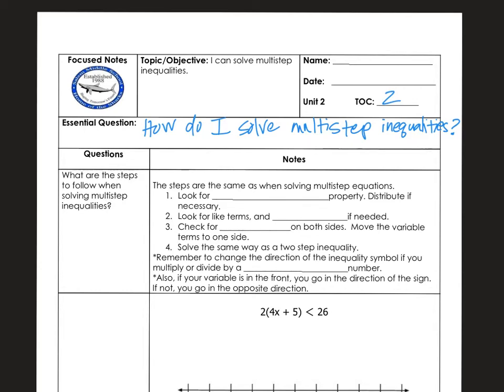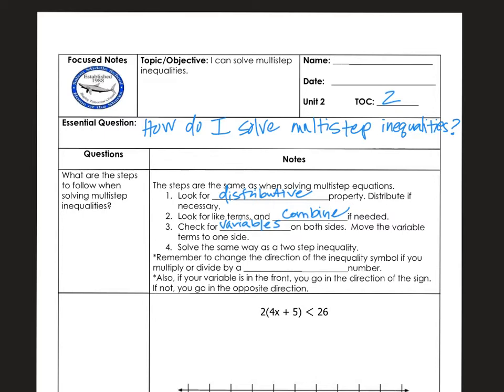First, you're going to look for the distributive property. So you'll distribute if you have that property. Then you'll look for like terms and combine if needed. You're going to check for variables on both sides. If you have variables on both sides, you'll move a variable term to one side. Typically, we do the smallest term. And then lastly, you'll solve the same way as a two-step inequality.